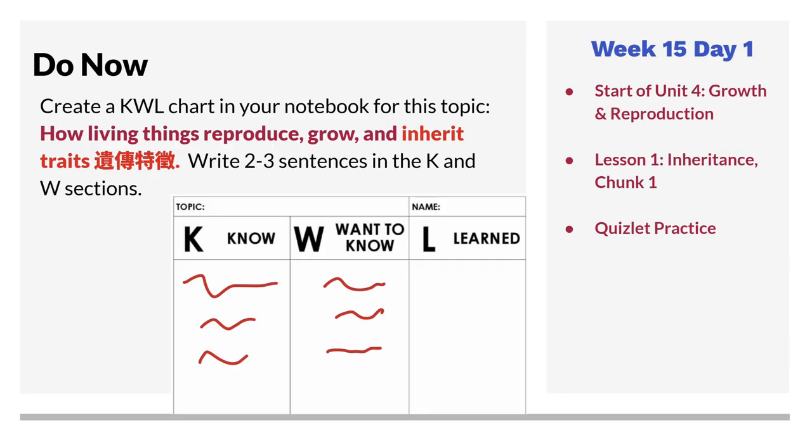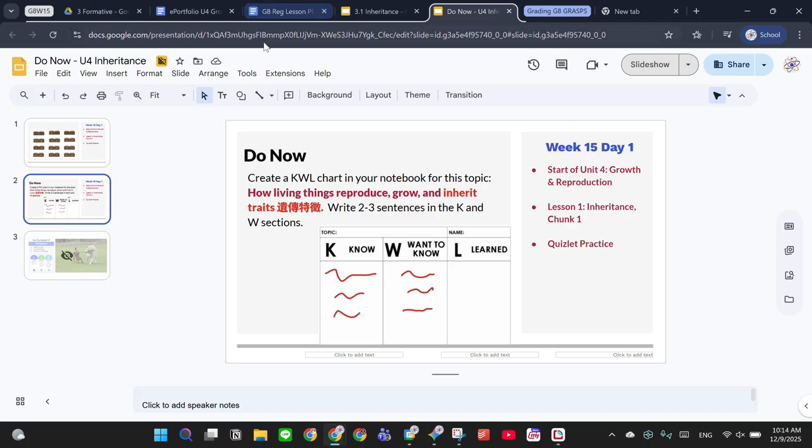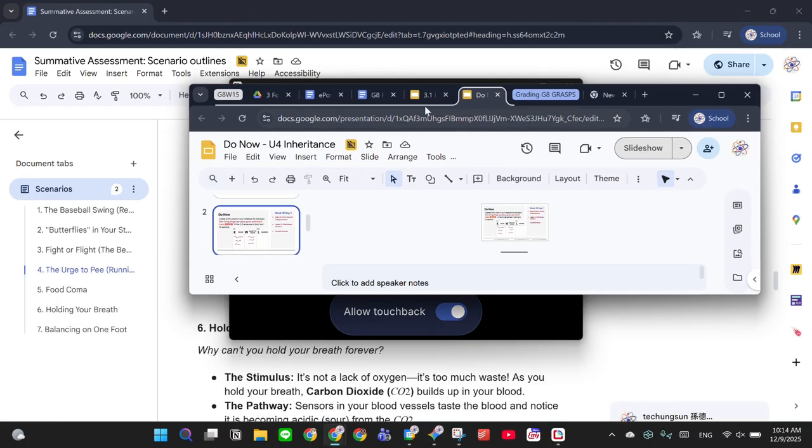Alicia used the word inherit. Inherit means to pass down something to your children, right? And it talked about offspring, talked about DNA, and these are exactly the things that we will talk about today. So you guys already have a good idea about today's lesson.